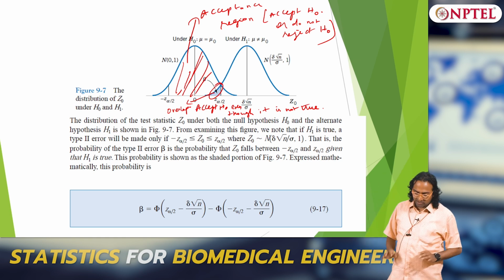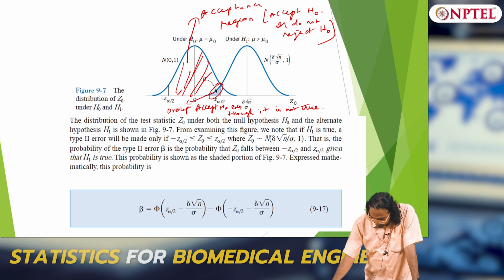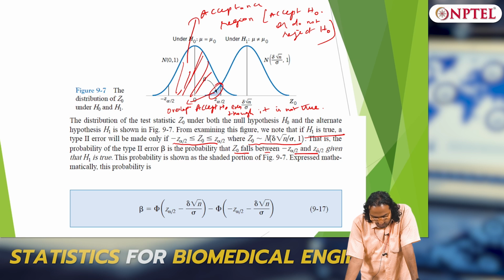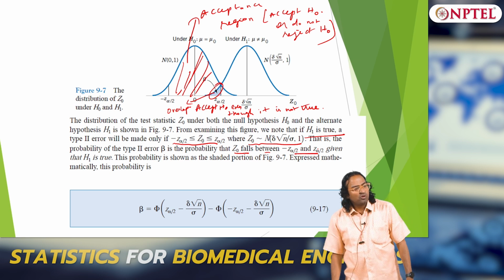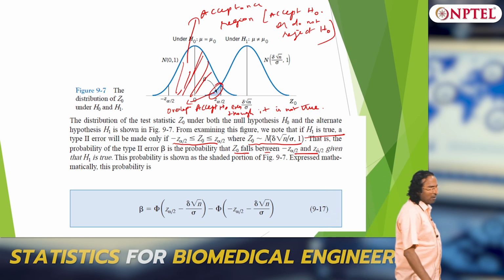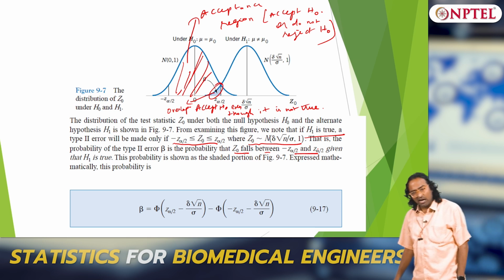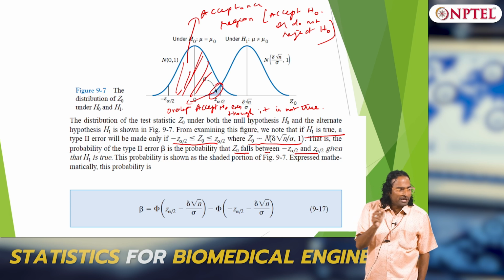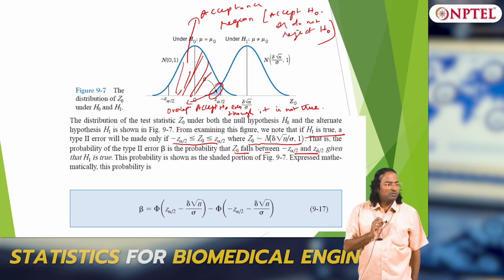So this is what beta is. Note that if H1 is true, a type 2 error is made only if Z naught falls between minus Z alpha by 2 and plus Z alpha by 2, given that H1 is true. So what is the probability of beta? It is the probability that Z naught lies between minus Z alpha by 2 and plus Z alpha by 2 even if H1 is true and H naught is false.